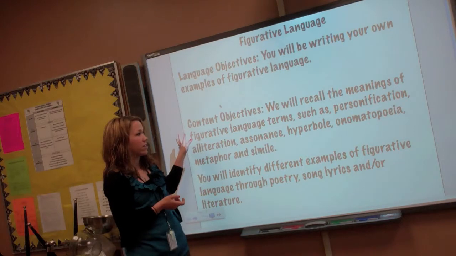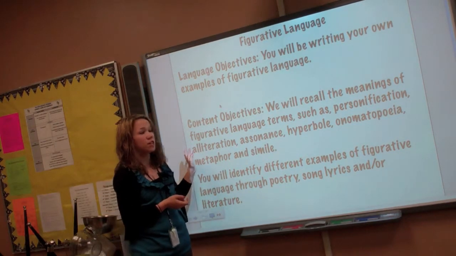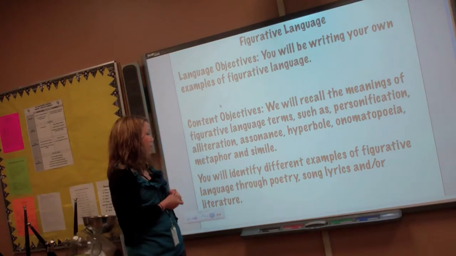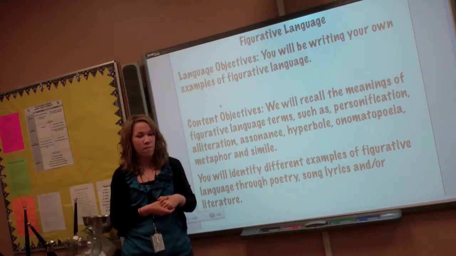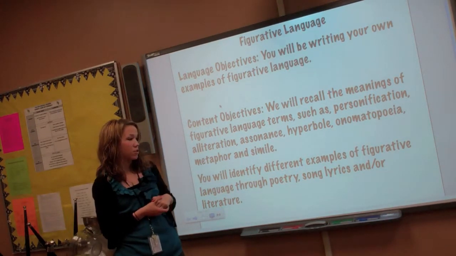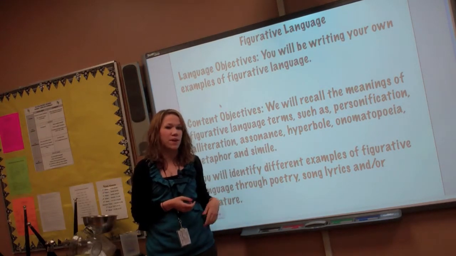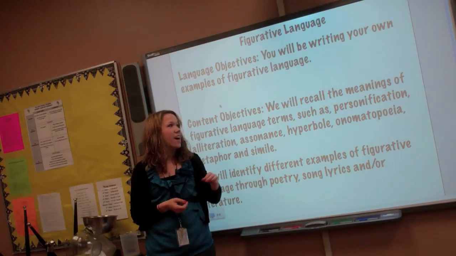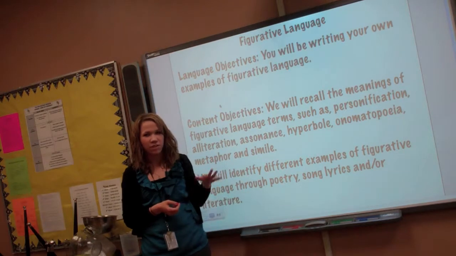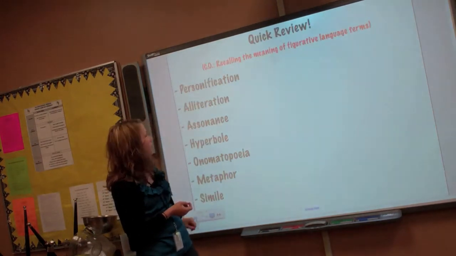Our content objectives, the first one is we will recall the meanings of figurative language terms such as personification, alliteration, assonance, hyperbole, onomatopoeia, metaphor, and simile. And you will identify different examples of figurative language through poetry, song lyrics, and or literature. Okay, so let's keep those things in the back of our minds today as we're going through this lesson. And they'll also be posted, whichever objective the slide goes with. It will be posted on the slide, as you can see right up here.